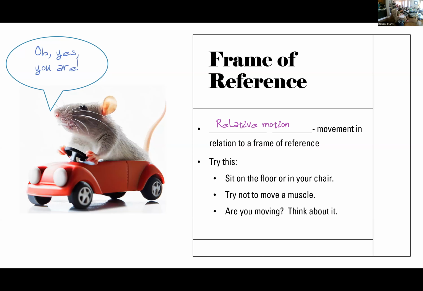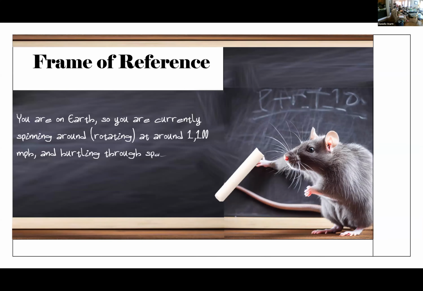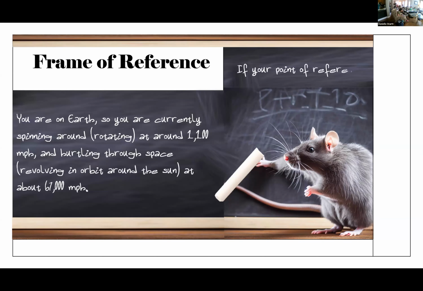You are moving, in fact, super duper fast. You're on Earth, so you're currently spinning around and rotating at about 1100, I'm going to use miles per hour because that makes more sense to you. And then you're also revolving around the sun and hurtling through space at about 67,000 miles per hour. So from your point of reference, sitting in this room, you appear still. If you're using the surface of the Earth as your frame of reference, you're going to look still. But if you're using the whole solar system, you're clearly not.